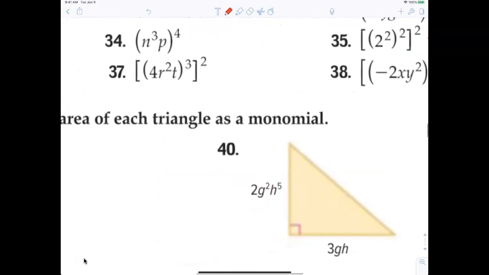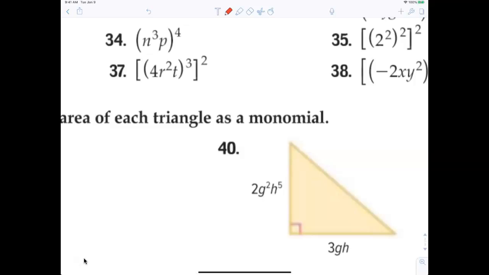All right. 37. Now, here we go. 4. This, hold on. Power to a power. What do we do with those numbers? Multiply. So right now we just have 4r squared t to the what? To the 6th power. Right. 4r. Now wait a minute.